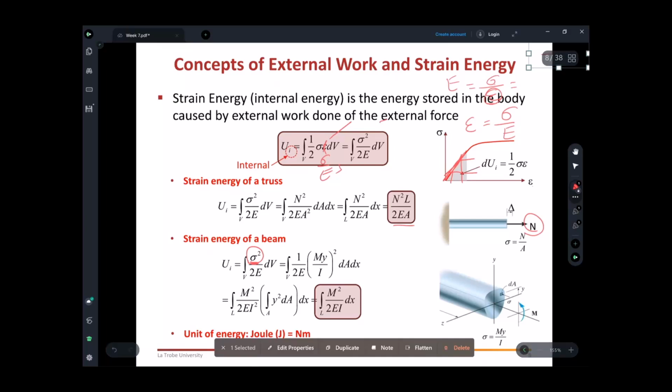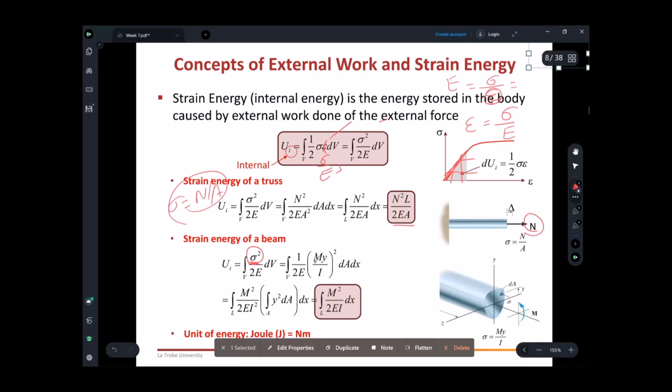Bending stress means that if you bend something, let me get the other one. This one is better. All right. So if you bend, instead of N over A, we have My over I, where M is the moment that I am applying.